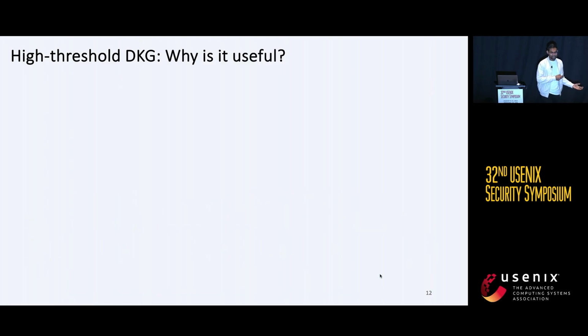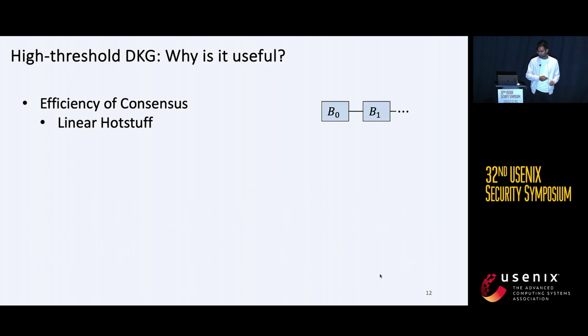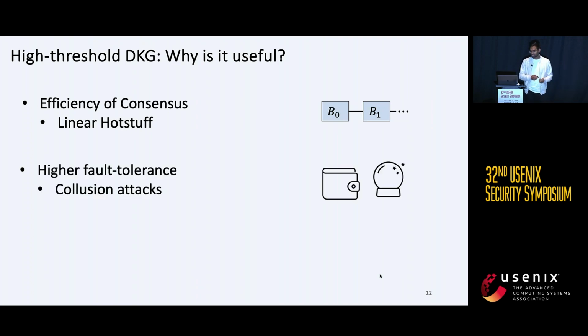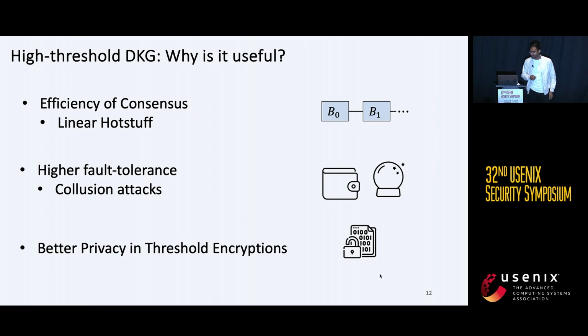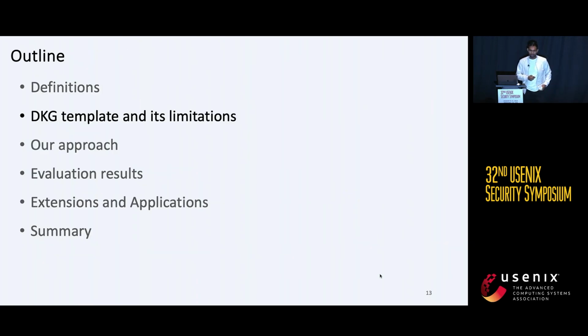Why are high threshold DKGs useful? You can use them to get better efficiency results in consensus. You can also use them to get higher fault tolerance because the degree is larger, so you need more shares to recover the secret. You can also get better privacy in threshold encryption, and there are many other applications. So this is the background. Now let's look at the DKG template. If you have ever looked at any DKG protocol from the past 20, 30 years, this is the template you'll see.